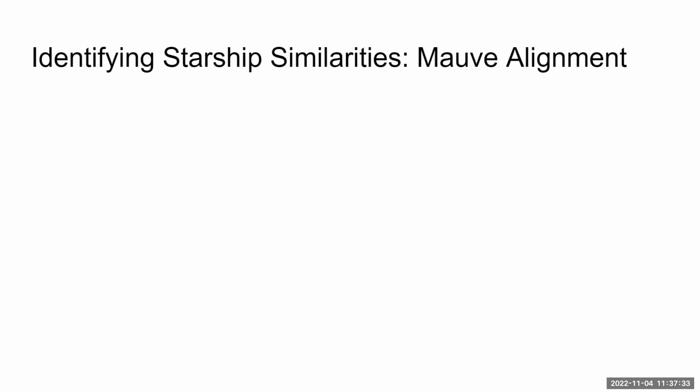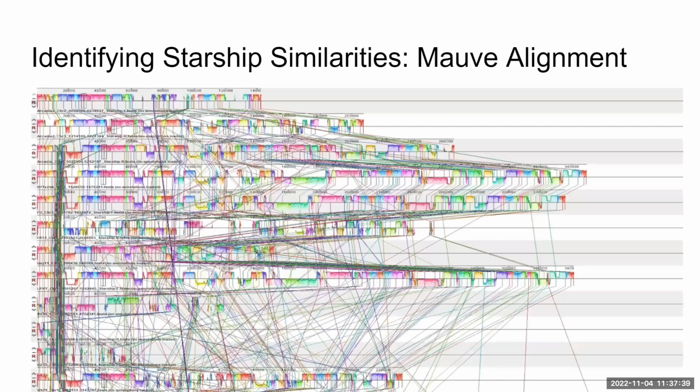Okay, we're all going to take a deep breath because this is going to look a little wild. It's okay, I know it's crazy. This is MOV alignment. Surprisingly, it's probably one of my favorite tools that I use. This is all of the starships loaded into one big file. MOV can take on really large amounts of sequences.